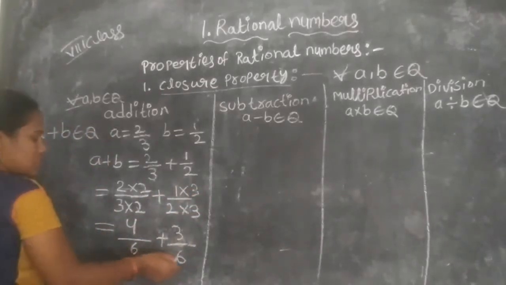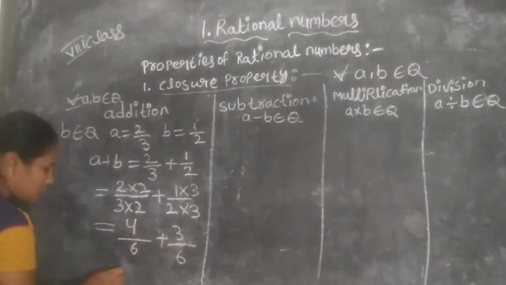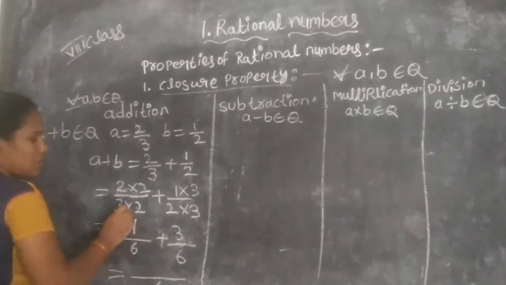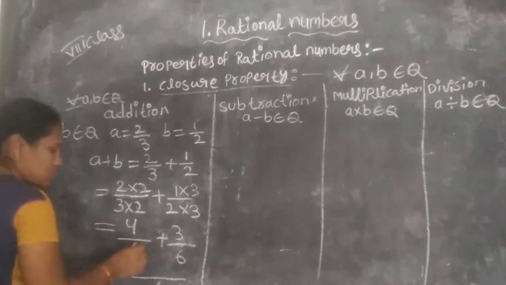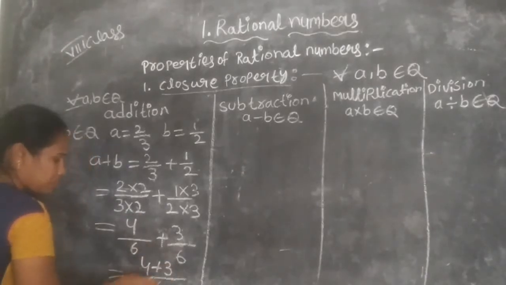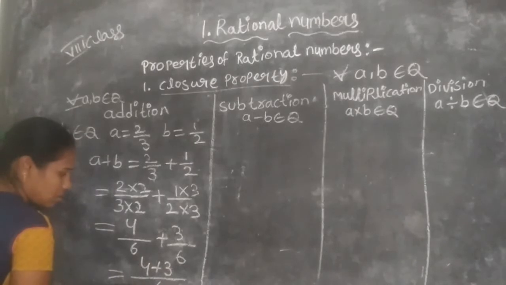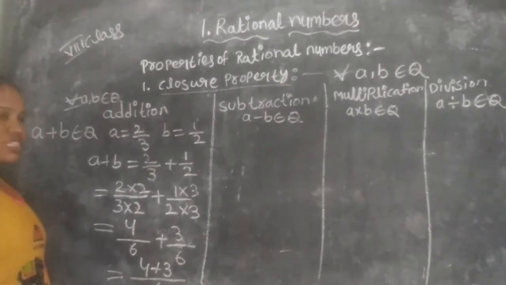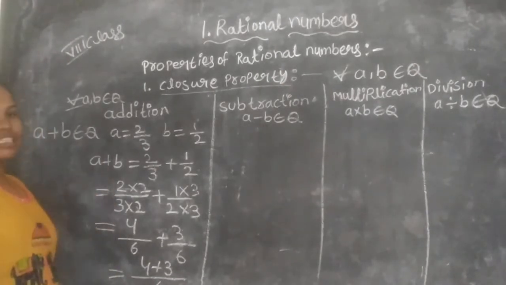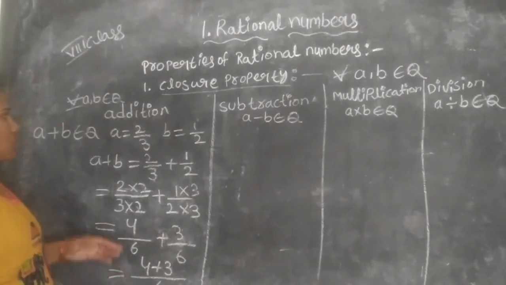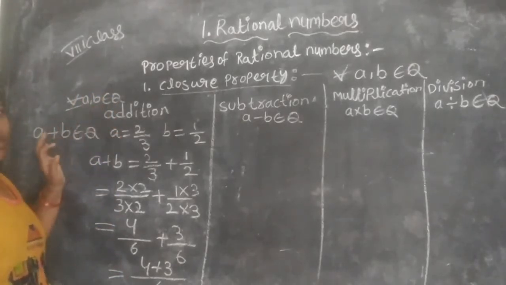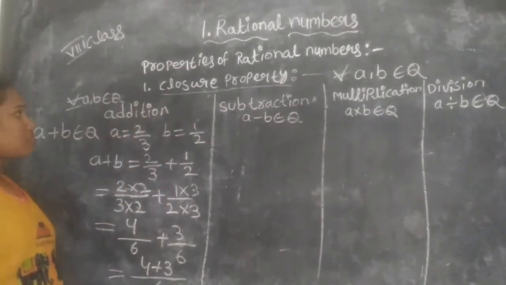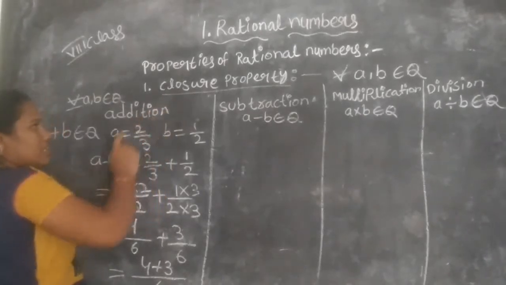Now these two denominators are equal. Now we add only the numerators, not the denominators, because we already equalized the denominators. So 4 plus 3 is 7. 7 by 6. Yes, 7 by 6 is also a rational number. So closure property under addition is satisfied. It is closed under addition.